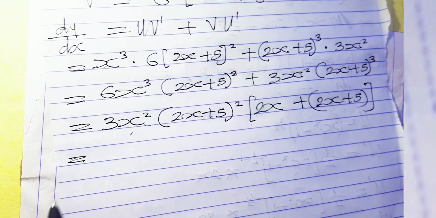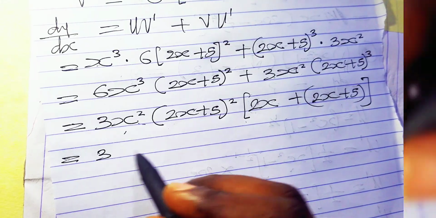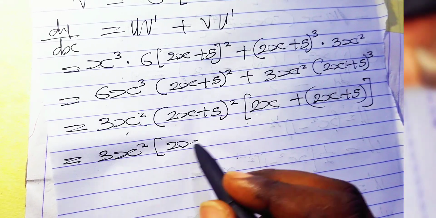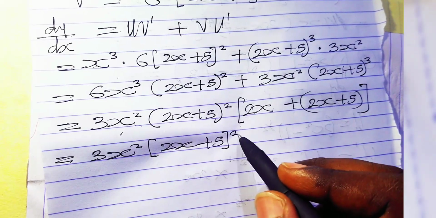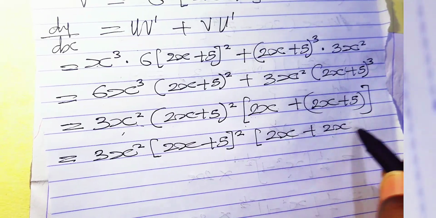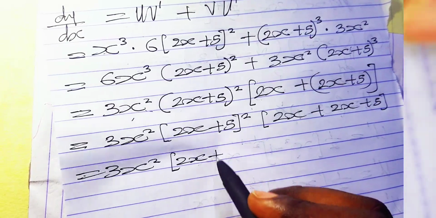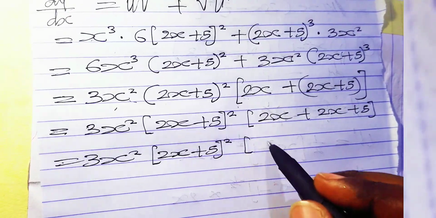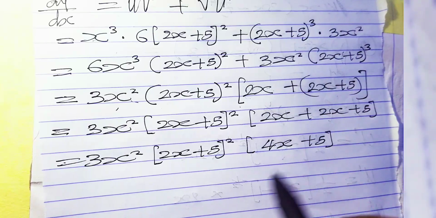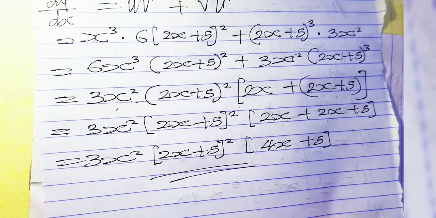And therefore what we have left here is 3x squared in the bracket (2x + 5) raised to the power of 2, and then the bracket (2x + 5), and then we have 3x squared in the bracket (2x + 5) raised to the power of 2 in the bracket (4x + 5). That is the answer to that question.